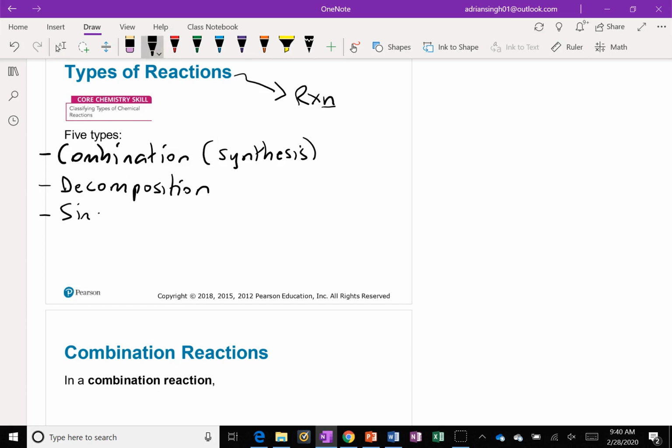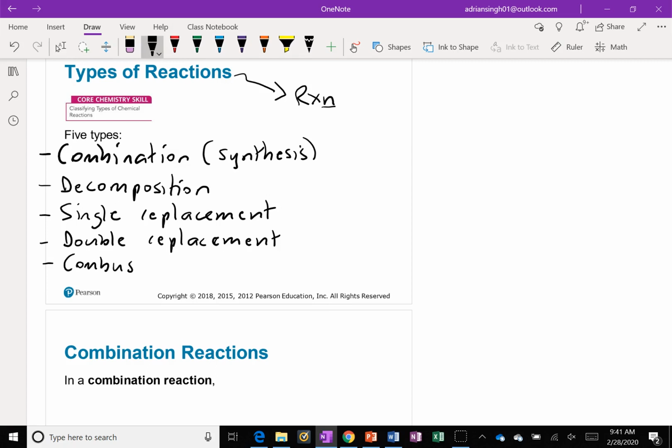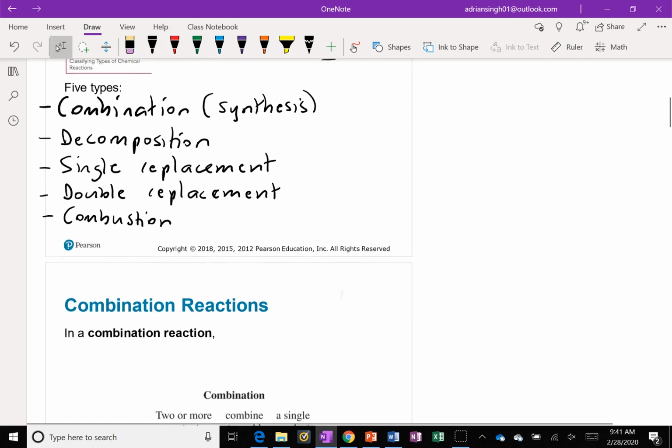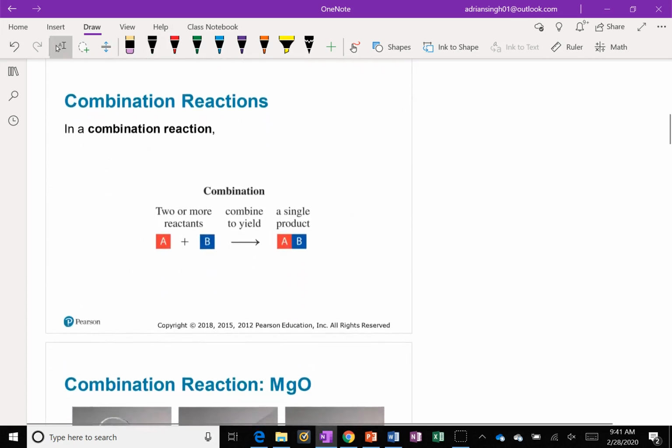We have single replacement, we have double replacement reactions, and those two you also actually did this week in lab and you made some observations about those. And the last one are known as combustion reactions, and you didn't actually study this explicitly in lab, but you did take advantage of this when you turned your Bunsen burner on. Okay, so let's take a look at each of these in a little bit more detail.